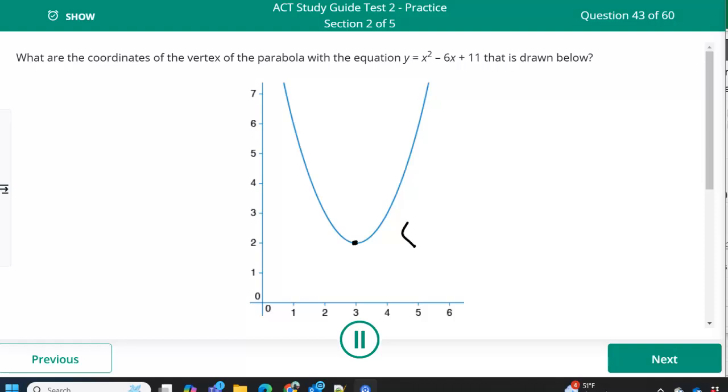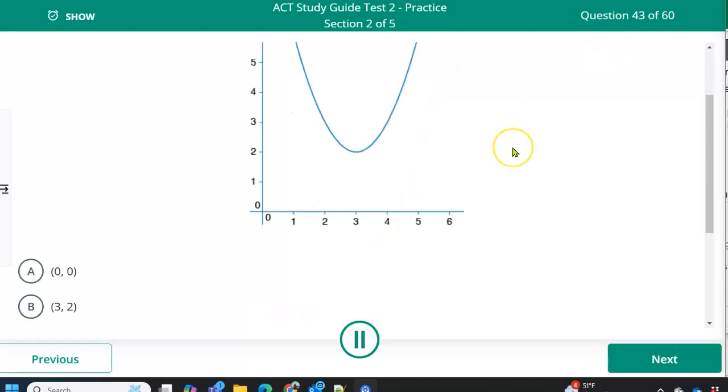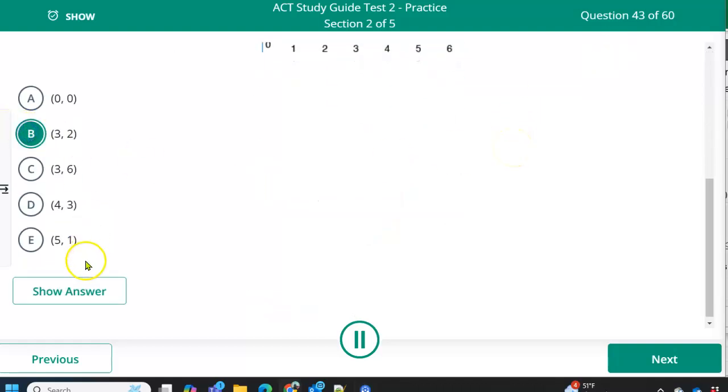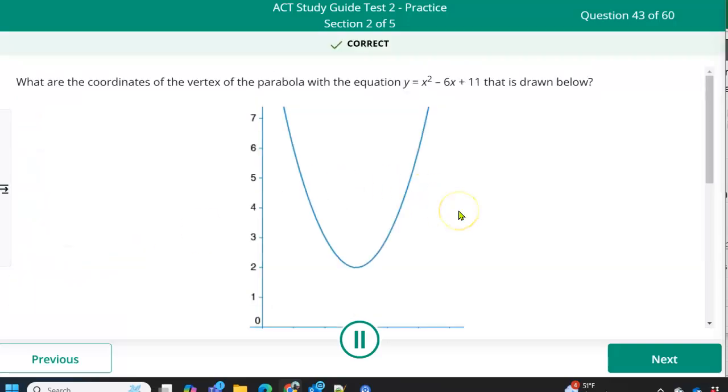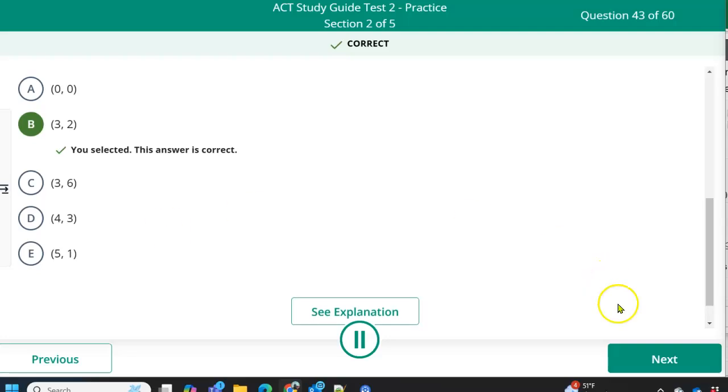So it looks like the vertex is (3, 2), right? So now what if we plug that into the equation and we get x squared, which is 9, minus 21x, which is 21, so that's negative 12, plus 11... which gives y equals 2, which it does. So, yeah, let's go with (3, 2) as the vertex. There's the answer.